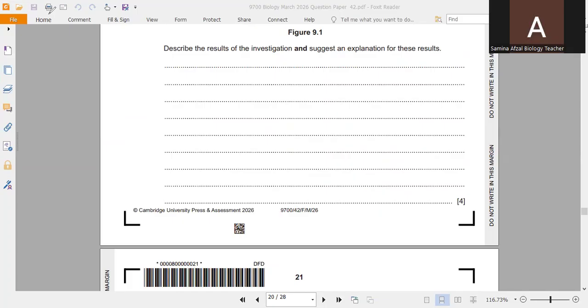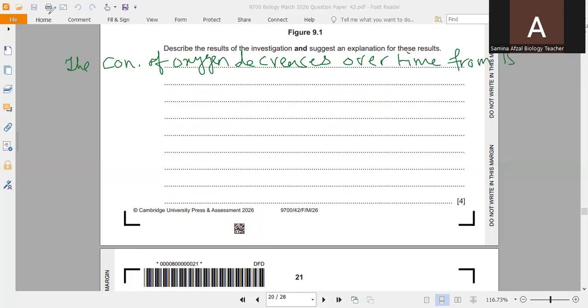I would like to write over here: the oxygen concentration decreases over time from 15 arbitrary units at 0 to 1 arbitrary unit at 24 minutes.